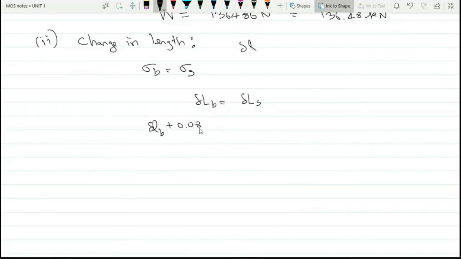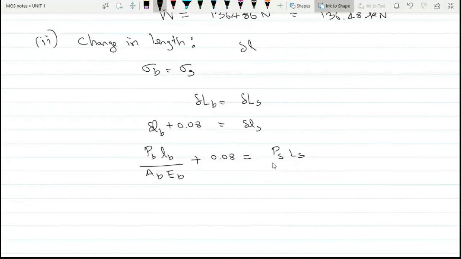Why do we add this 0.08? Because brass has to have another extension of 0.08 so that it will be equal to steel. Steel is del L for S. There is no difference. Which I can write as PB LB by AB EB plus 0.08 is equal to PS LS by AS ES.